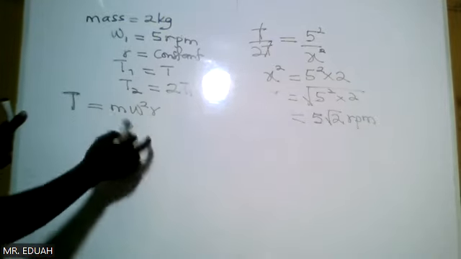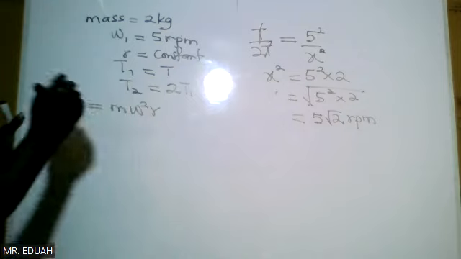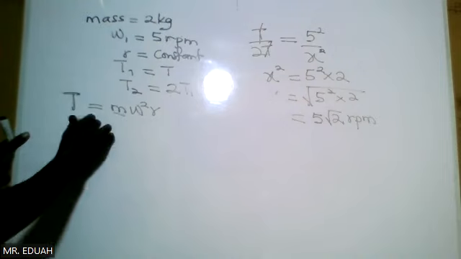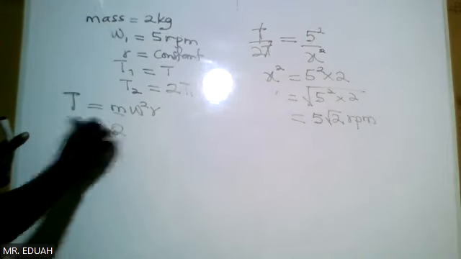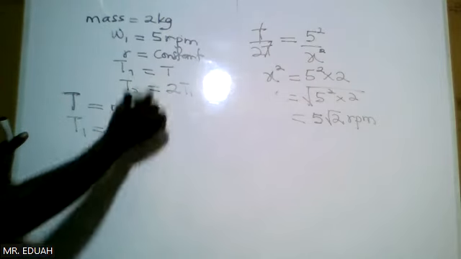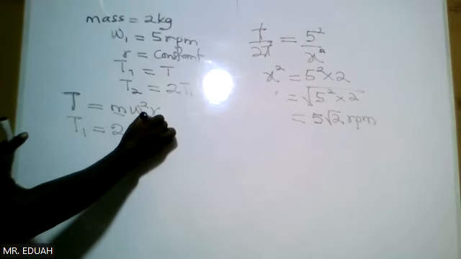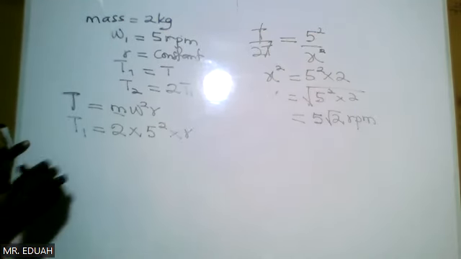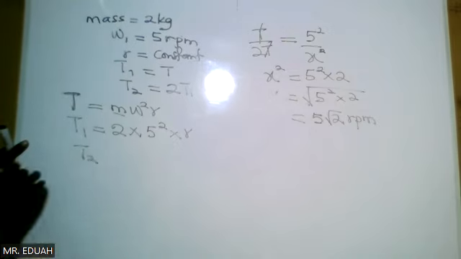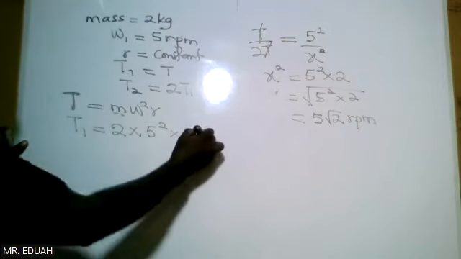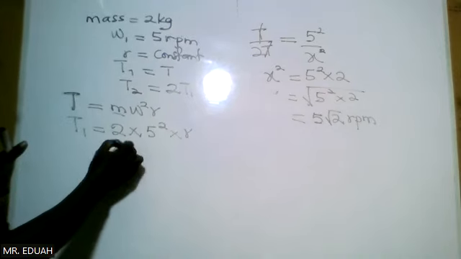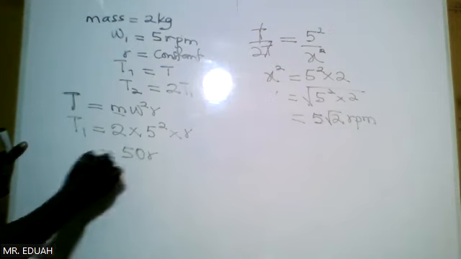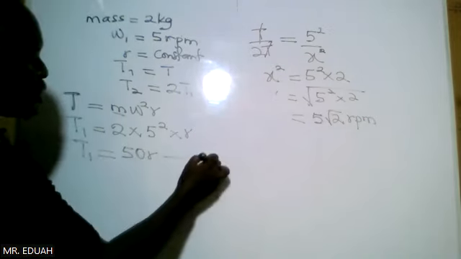This is also centripetal force. So the question says that the mass... T1 would be equal to 2, mass of 2, times initial angular velocity 5 revolution per minute times radius. Now T2, this is equation 1. So this is 25 times, so 50 R for T1, equation 1.